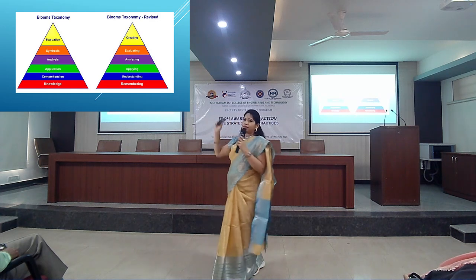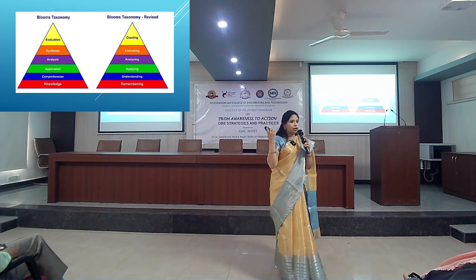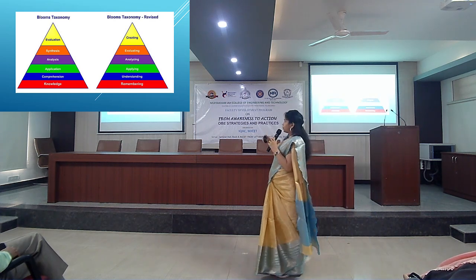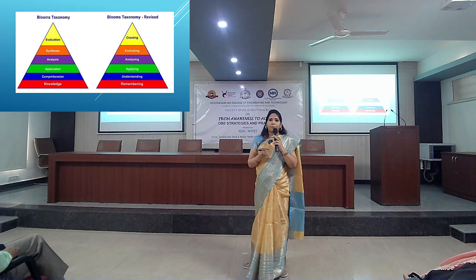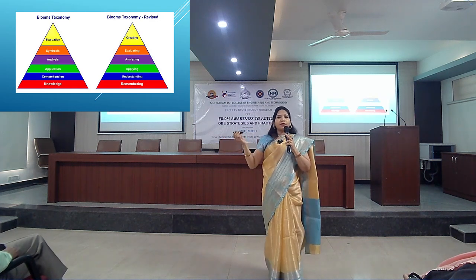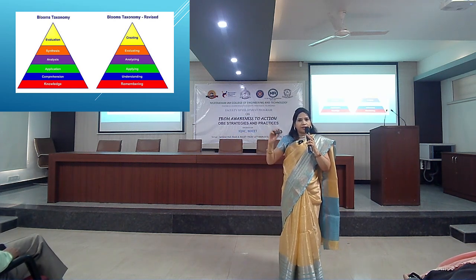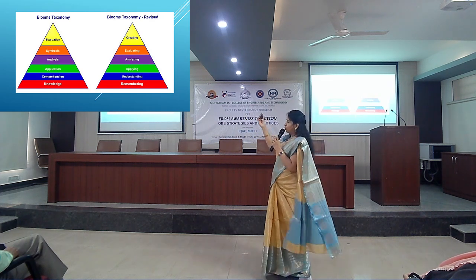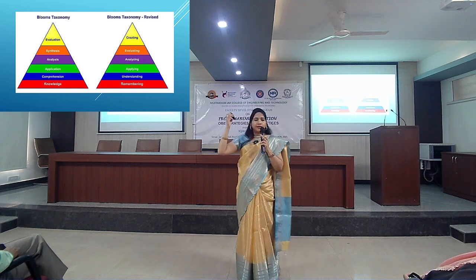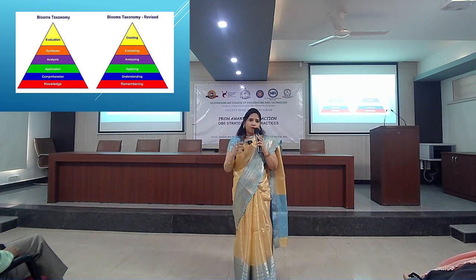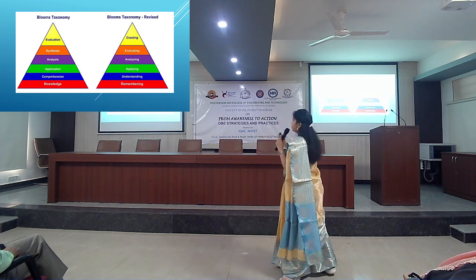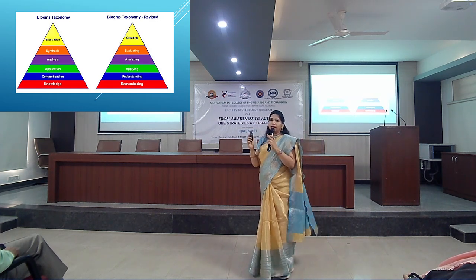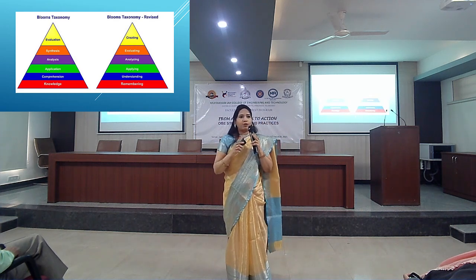So how many levels are there, whether it is the old one or the new one? Six levels are there. So always we should see this triangle from the base to the top. Whatever is at the base, it is the basic thing which a student requires. When you go to the top, evaluation or creativity, etc., that is the higher order. So the only difference between the two you can see is the synthesis part has been replaced by the creative part. That is the only difference.